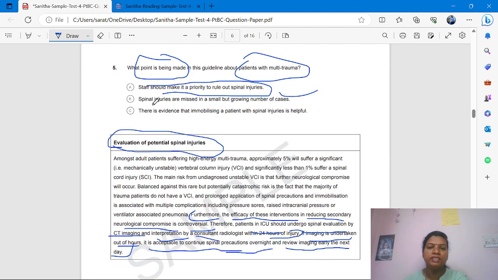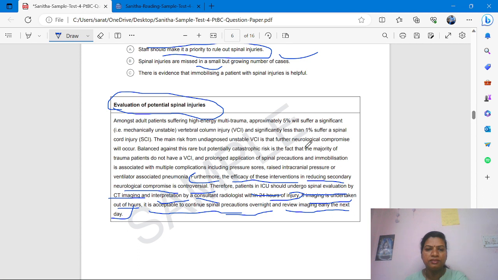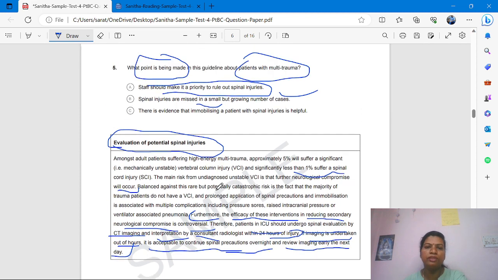Then come to the next option. Spinal injuries are missed in a small but growing number of cases. Yes, missed in a small number. Sometimes we miss spinal injuries. Significantly less than 1% suffer spinal cord injury. The main risk from undiagnosed unstable disease is that further neurological compromise may occur. Spine injuries are missed in a small but growing number of cases, but they are significantly less than 1%. But a large number, they are not saying anything about a large number.